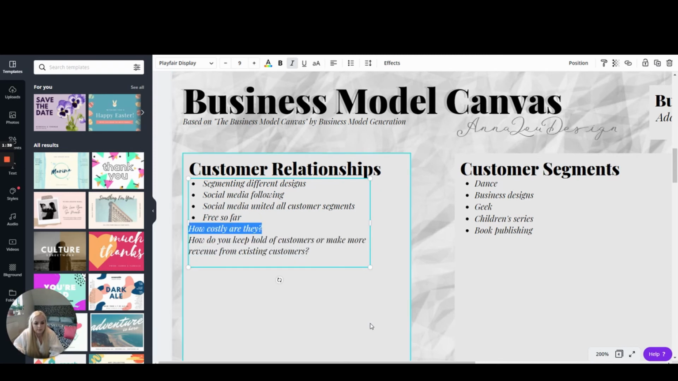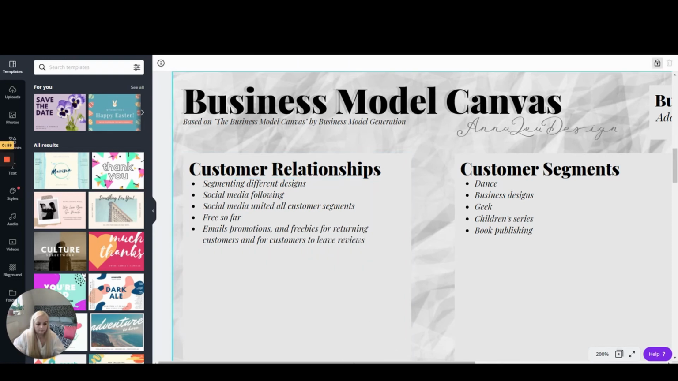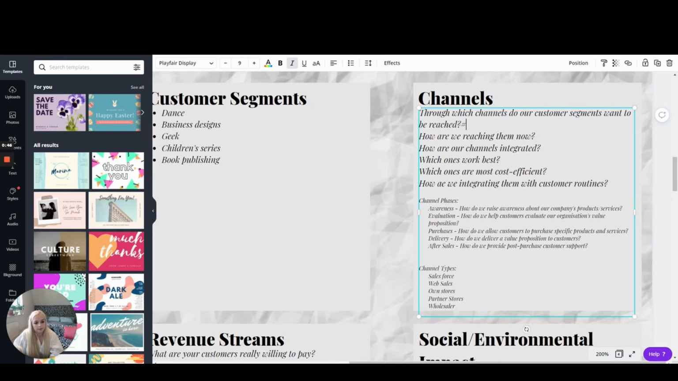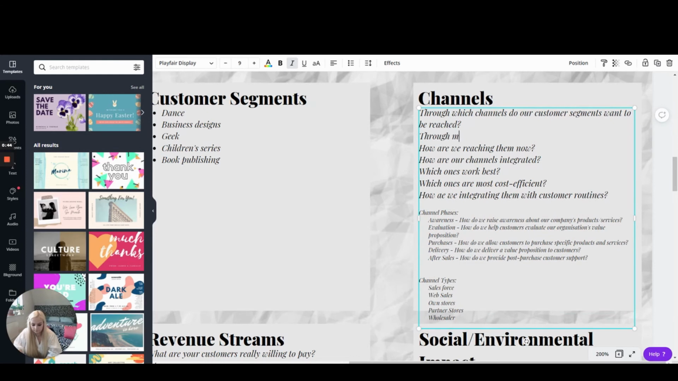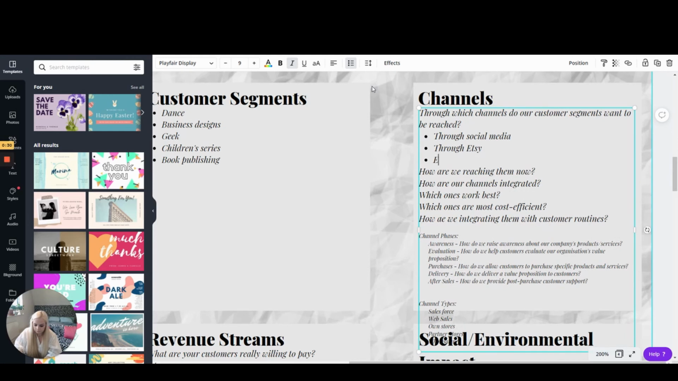How do you keep hold of customers? On Etsy, it's really important to get customer feedback, emails and promotions for returning customers, and for customers to leave reviews. Through which channels do our customer segments want to be reached? I have my social media, Etsy, and email, because I'm going to have to send my products through email, I think.